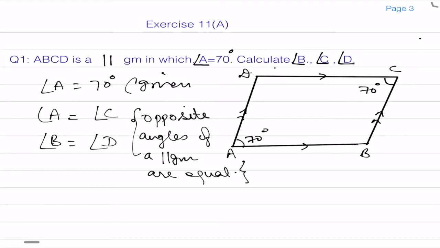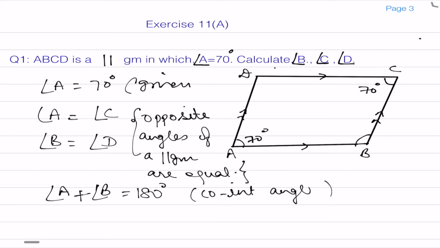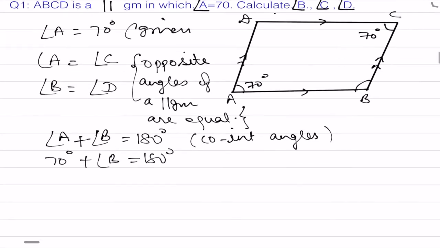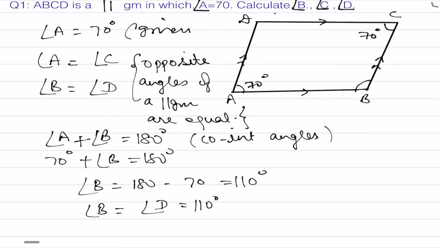Now we have got two angles. So angle A plus angle D, or you can say angle A plus angle B. Any pair you can take, either angle A plus B or B plus C or A plus D. The same property is applicable. Angle A plus B are co-interior angles. So we'll put the value and we'll get the value of angle B. That is, angle B is 110 degrees. So angle B is 110, angle D is also 110. The reason we have given in the beginning only. So these are the required angles.